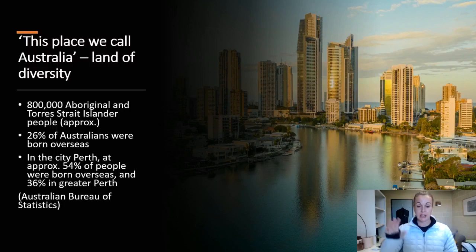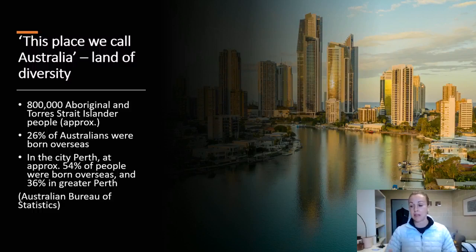This is all related to the history of our nation as having those diverse and unique Aboriginal nations and lands. When colonization, or if you want to call it invasion, followed, Europeans came along, and we now have migrants here from all over the world. 26% of Australians in total were born overseas. Here in the city of Perth we're even more diverse: 54% of people in Perth are first generation from overseas, and in the greater Perth area, 36%.